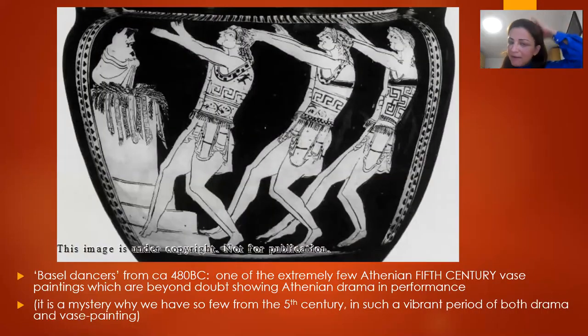It does include, as I said, most of the illustrations that you have in the OCR prescribed list, including the Basel dancers. Now, the Basel dancers is not a South Italian vase painting, and it is not from the 4th century. It has been dated to 490 to 480 BC, and it is one of the extremely few, and this is striking, Athenian 5th century vase paintings which are beyond doubt showing Athenian drama in performance.